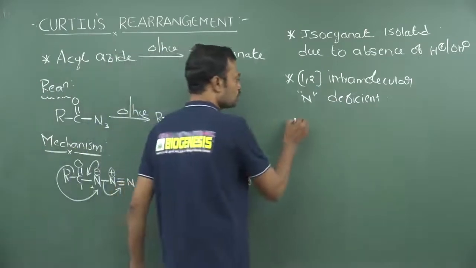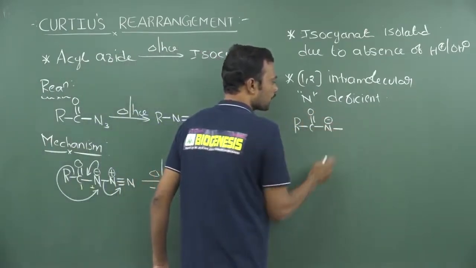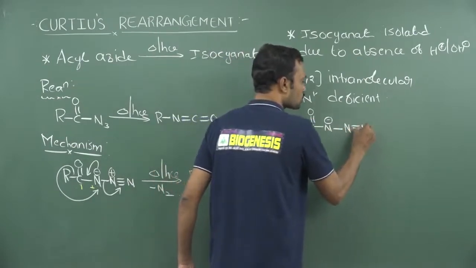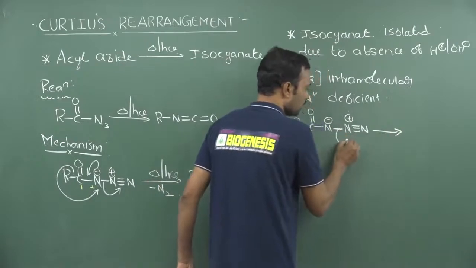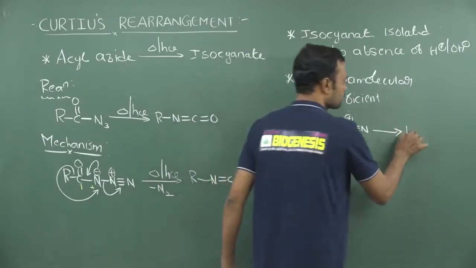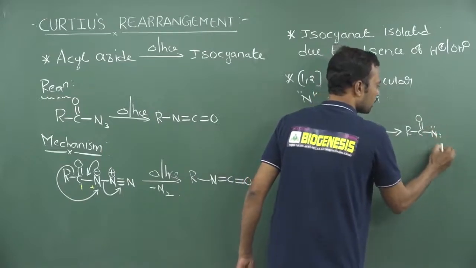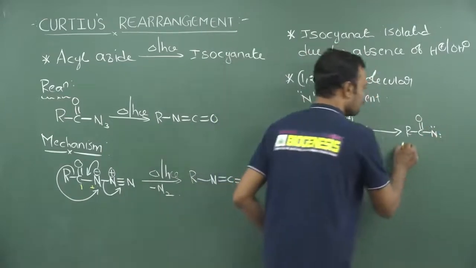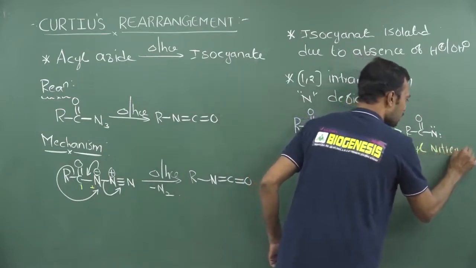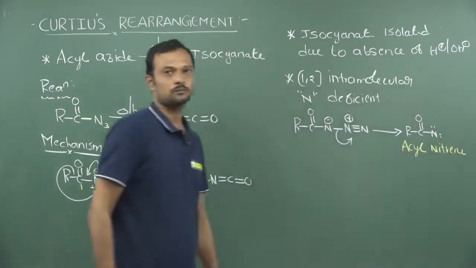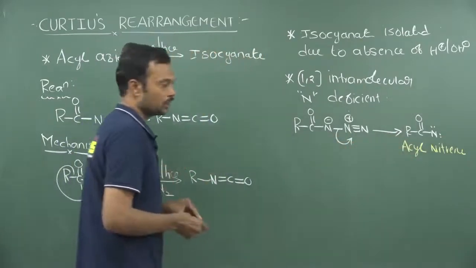So you can also proceed like this: R-C=O, here the nitrogen carries a negative charge and these two nitrogens carry a triple bond. Initially, suppose N2 is removed. Now what happens, here the nitrogen carries a lone pair of electrons like this. This is called acyl nitrene. You remember this point, this is the most important one. Acyl nitrene is the intermediate in the Curtius rearrangement.